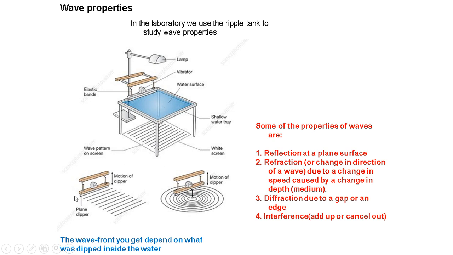You can set up a plane water wave by having a straight object vibrate on the water, or you can set up a spherical water wave by having something like a straight object like this hit the water up and down, up and down. That will create a spherical wave. And then you can study the pattern and see how it behaves.